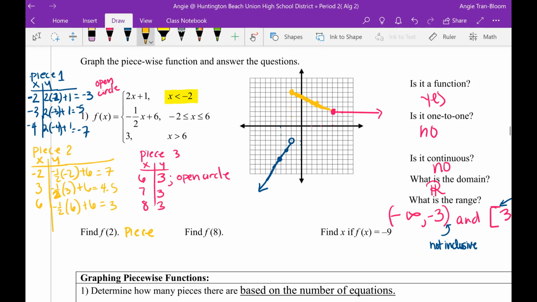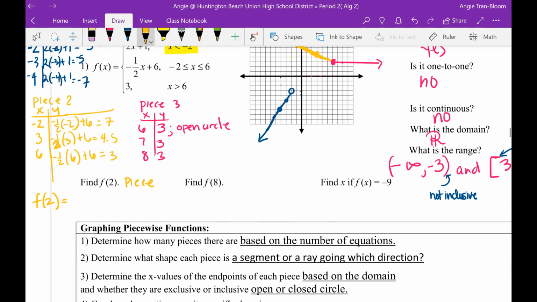And then every time you see an x, guess what you do? Put a 2 there. So f of 2 means, what is piece 2? What do we write? Negative half times 2, plus 6. So what's negative half times 2? Negative 1, plus 6, 5. So f of 2 is 5.